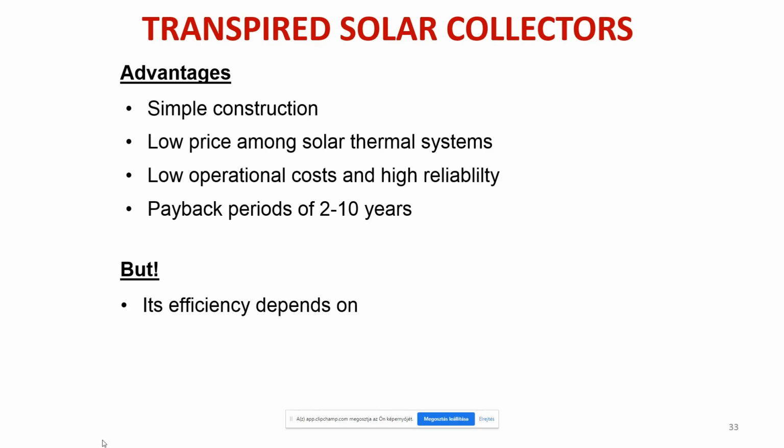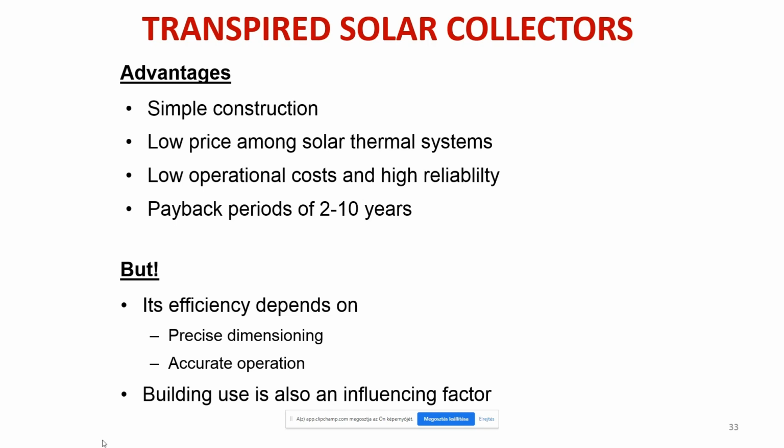But it is very important to know about the buts. Its efficiency highly depends on the precise dimensioning and the accuracy of the operation, because the minimum 18 cubic meters per hour over a square meter have to be kept. Otherwise, there will be no air heating. And the building use is also an influencing factor. If it's changing, then it can change the whole operation, and these transpiration rates cannot be taken out of consideration.